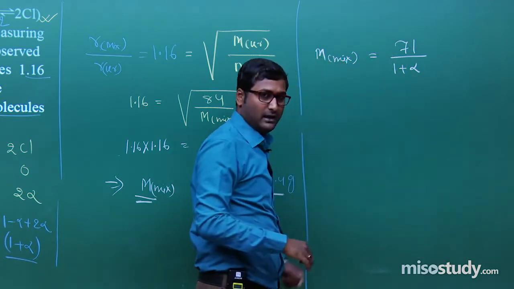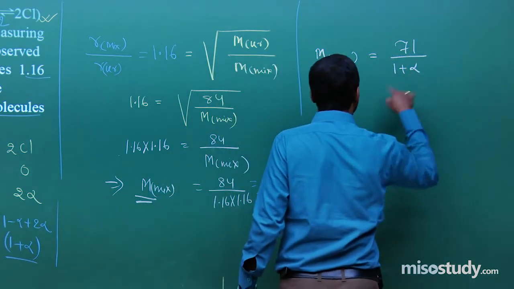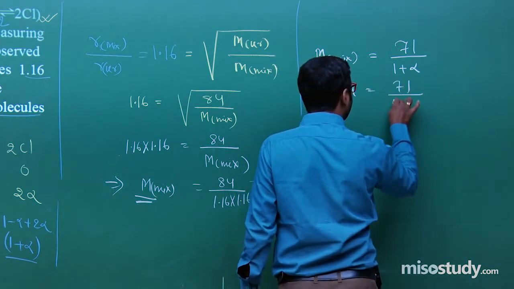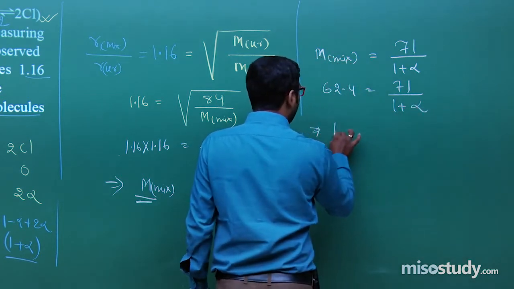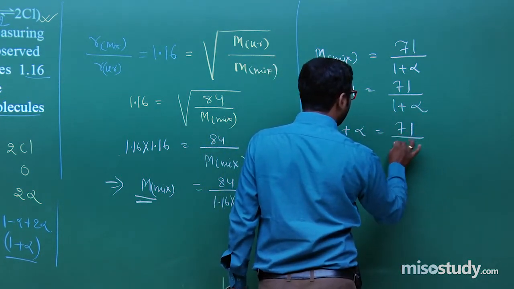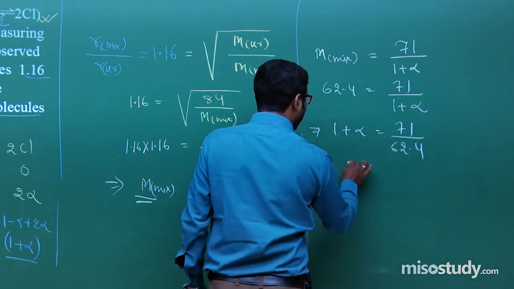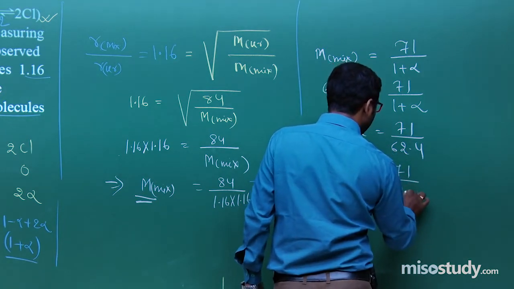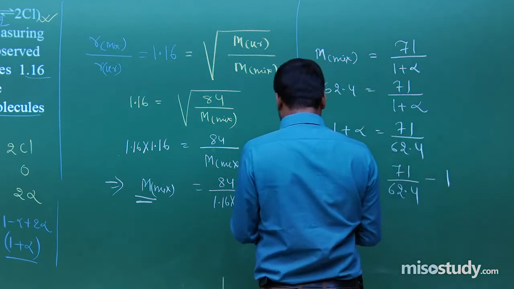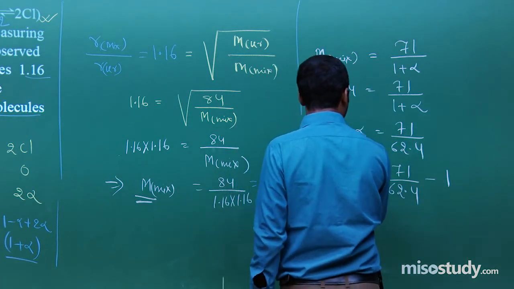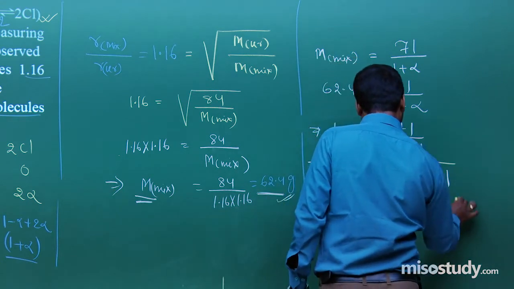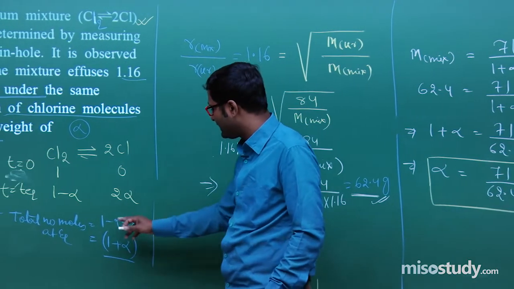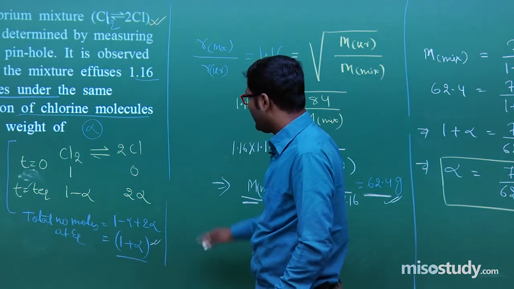Here the given mass is 71, so 71 upon 1 plus alpha, and here the value 62.4 is equal to 71 upon 1 plus alpha. So 1 plus alpha is equal to 71 upon 62.4, and alpha is equal to 71 upon 62.4 minus 1. Clear to you? What I am telling? 71 upon 62.4. Check out the expression again: 1 minus alpha plus 2 alpha, that is 1 plus alpha. Clear to you? This is the expression.